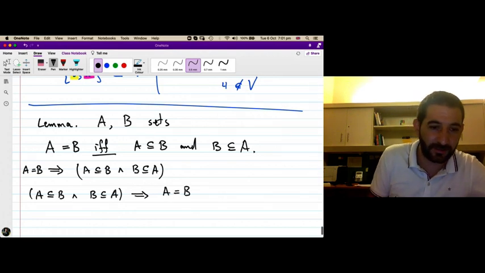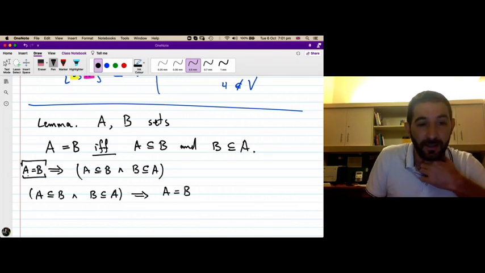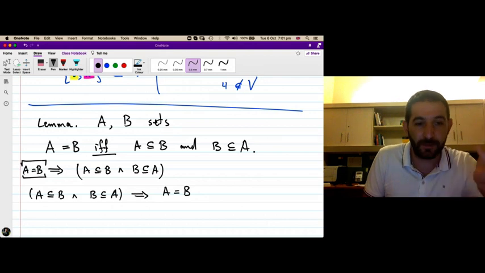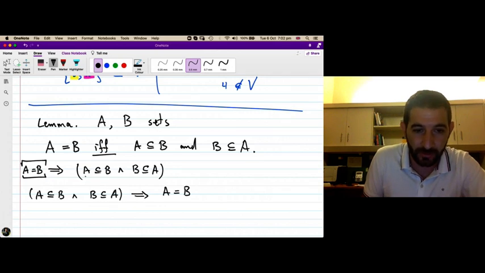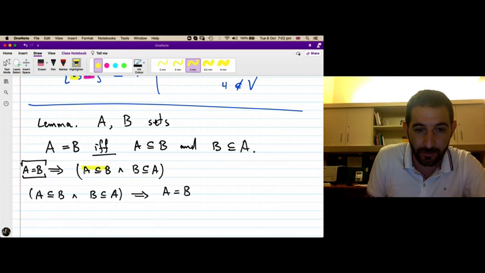Okay, let me discuss the first one quickly. Assume this is true, so we will do a direct proof. Assume A is equal to B. What does it mean that two sets are equal? It means they contain the same elements. Now we need to prove a conjunction, which means we need to prove 2 things. To prove a conjunction is true, you need to prove this and that.